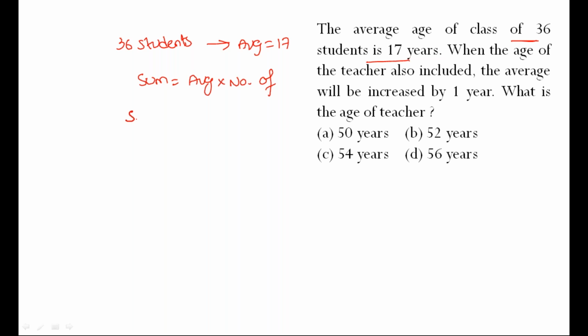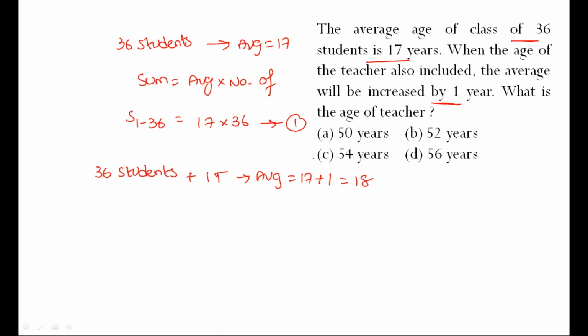It is 36 students. I'm writing S1 to 36. S1 plus S2 plus up to 36 students, S1 to 36. Average is 17, number of students are 36. Just keep this as it is. Don't try to multiply, don't waste your energy. Let's consider this is equation 1. Now, teacher included. So 36 students, and one teacher is included. Now average is increased by 1 year. Average increased by 1 year, so now average is 17 plus 1, 18.